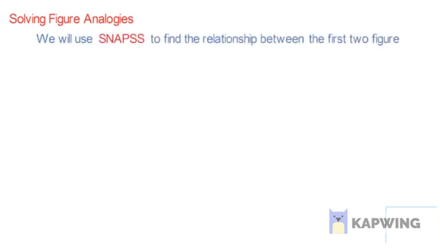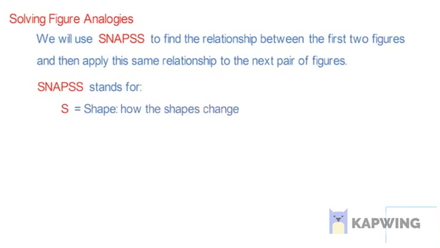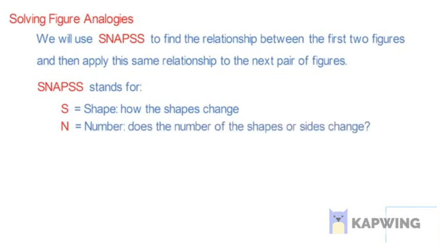Solving figure analogies. We will use SNAPS to find the relationship between the first 2 figures and then apply this relationship to the next pair of figures. SNAPS stands for S, Shape: how the shapes change. N is Number: does the number of shapes or sides change?